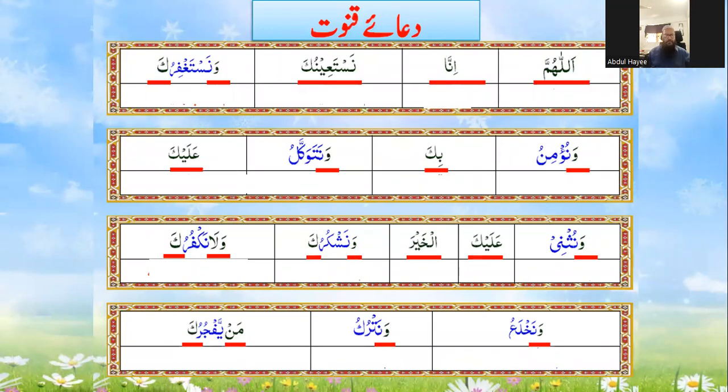Wa nashkuruka. Wa, we know the meaning. Ka, nashkuru, this is of course a new word. Wa la nakfuruka. We know the meaning of wa, we know the meaning of la, we know the meaning of ka. Only nakfuru is the new word. Wa nakhla'u. Yes, we know the meaning of wa, and nakhla'u is a new word. Wa natruka. We know the wa meaning, natruku is the new word. Man yafjuruka. Break it into 3 parts. We know the first part and the second part.